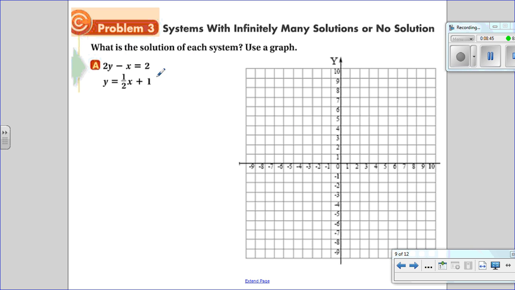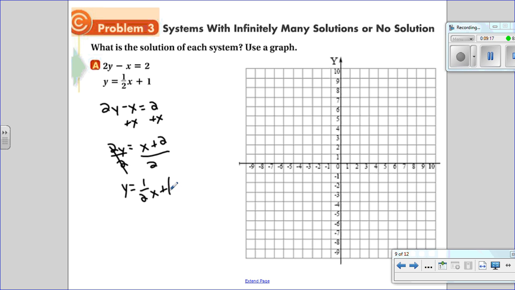So let's take these two equations and let's graph them. In order to do that, we're first going to convert this back to slope-intercept form. So I got 2y minus x equals 2. I'm going to add x to each side. So I get 2y equals x plus 2. Divide both sides by 2. So that means we get y equals 1/2 x, and 2 over 2 becomes a 1. So if you see, they are both the same equation.